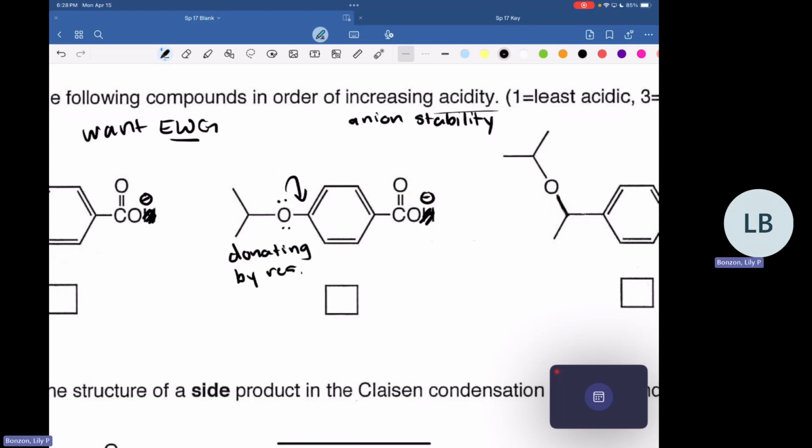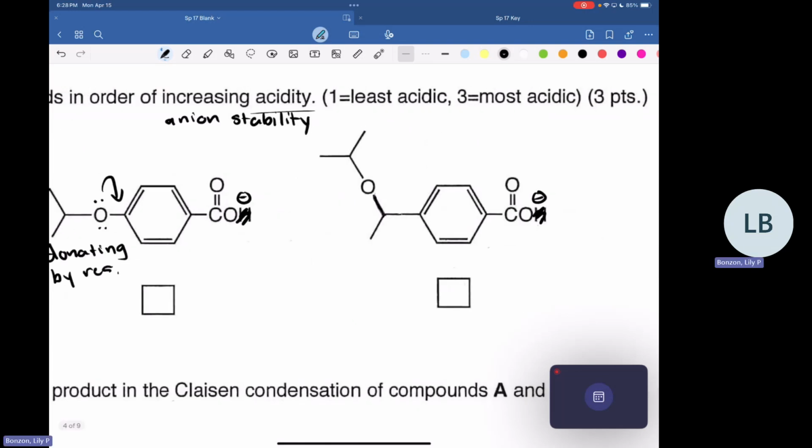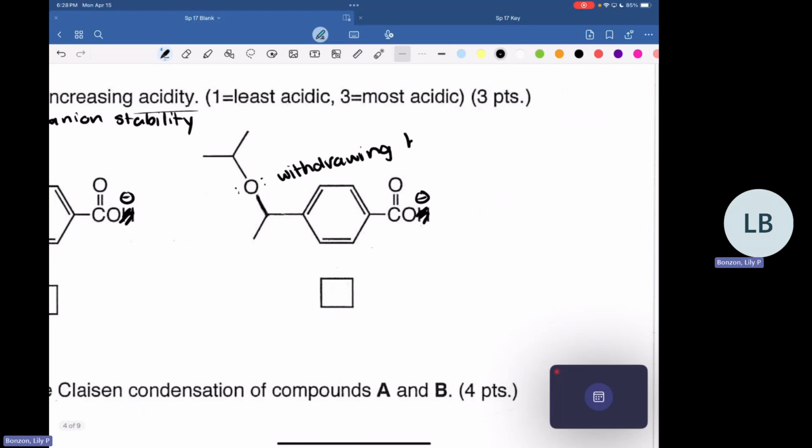And then over here on the right, this one looks kind of similar to the second structure, but this oxygen is actually too far away to do resonance with the ring. So this one is not going to be resonating with the ring. Instead, it's actually going to be withdrawing. That's just because it's not directly connected to the ring, it's too far away. So this one's actually going to be withdrawing by induction.